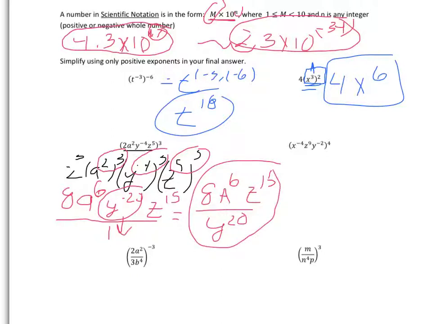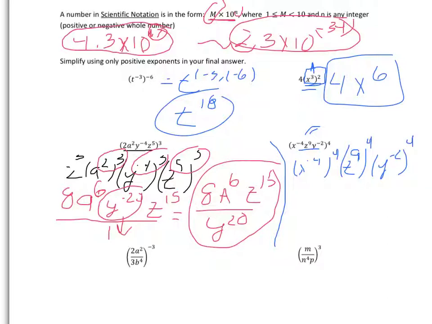So, looking at this next one, same thing. We have the product of three things, x to the negative 4th, z to the 9th, y to the negative 2nd, all to the 4th. We raise each of these things individually to the 4th. So we have x to the negative 4th to the 4th, z to the 9th to the 4th, and y to the negative 2nd to the 4th.